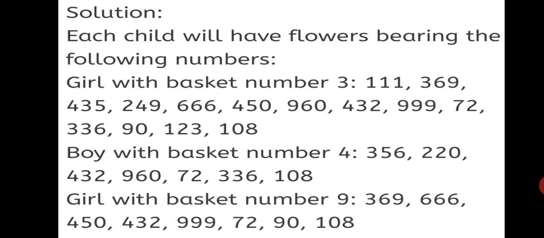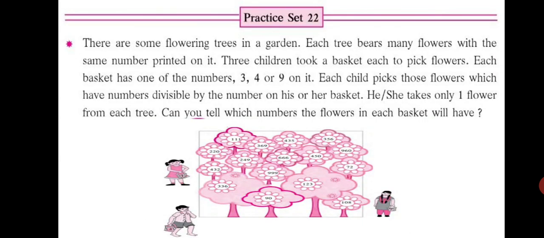Next is 220. So you will have to check. For this, let us go to the diagram itself. We have checked 111, 369, 435, 356. And we got the first 3 trees divisible, so we put them in the basket of 3. Fourth one was 356, not divisible. Fifth one, 220. Add it. 2 plus 2 is 4. 4 plus 0 is 4. Is 4 divisible by 3? No. So we will not take 220.